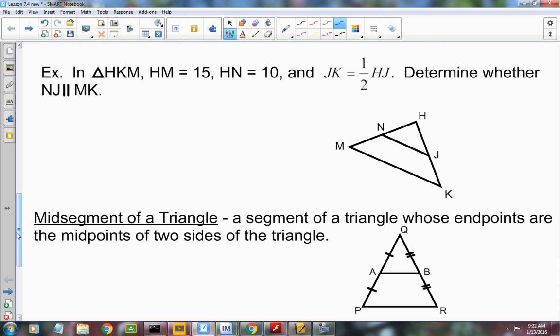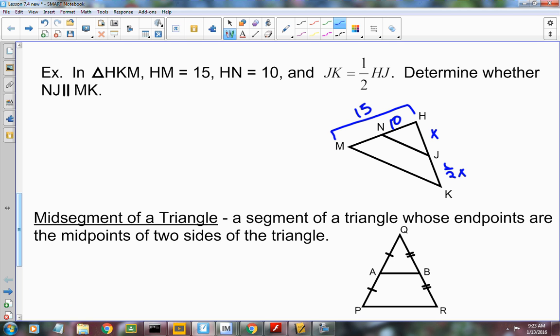It says in triangle HKM, HM is 15, HN is 10, JK is half of HJ. So JK is half of HJ. How should we represent that? Okay, we could do that. All right. So you're going to let this be X, and you're going to let this be 1/2 X. Okay, we could do that.